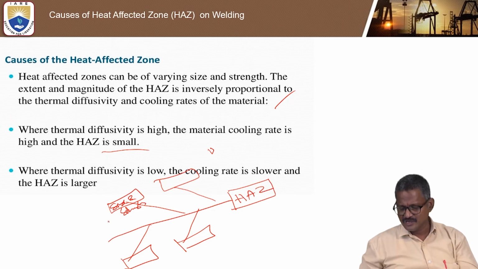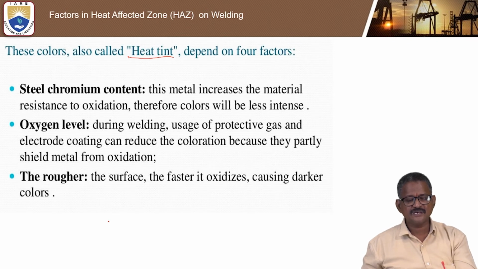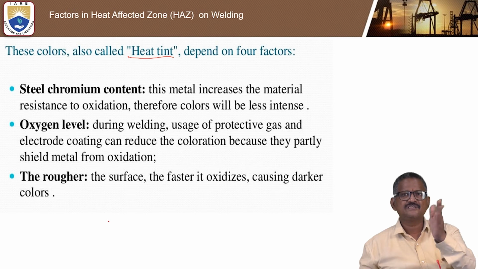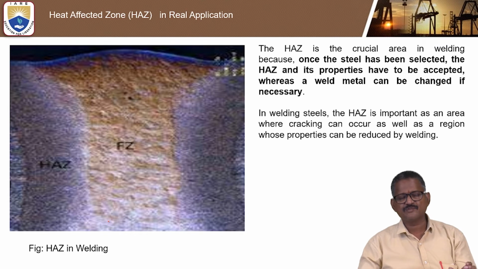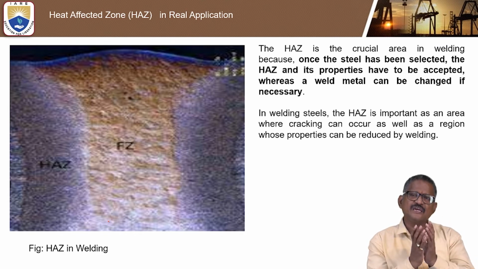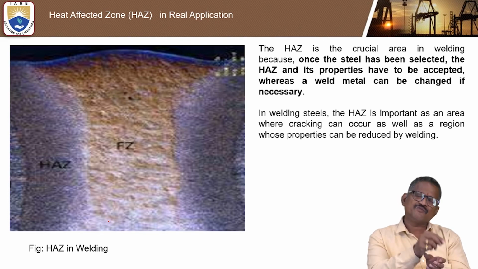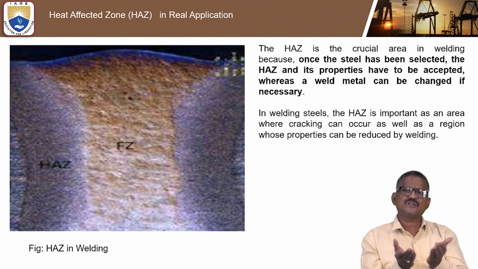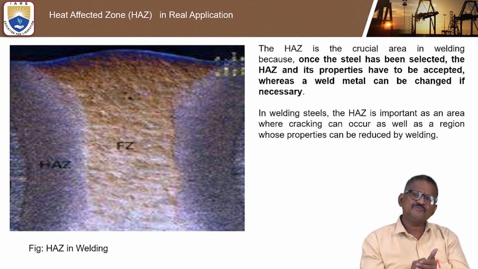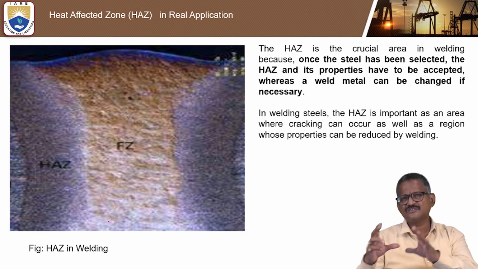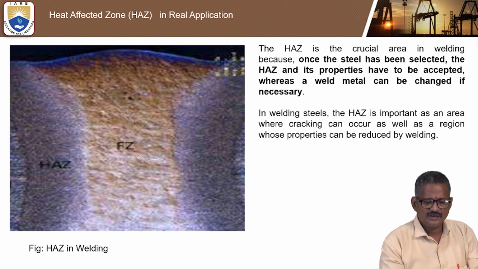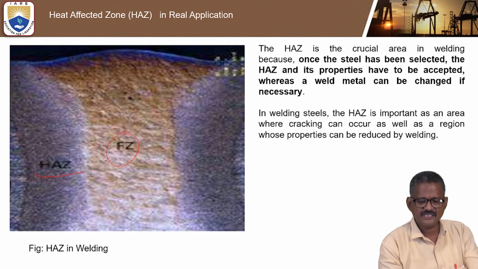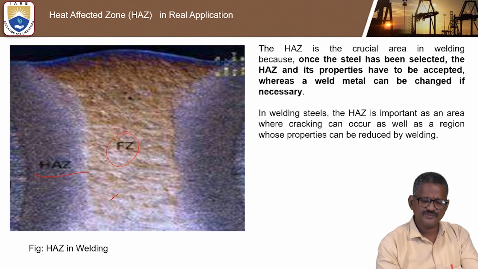So these are the factors that affect the heat affected zone: steel chromium content, oxygen level, and roughness. And look at this 3D diagram of the heat affected zone. If you take the microstructural appearance while performing a welding process on any two pieces of similar or dissimilar metals, these are the real three-dimensional figures. This is the fusion zone, FZ, and the heat affected zone.